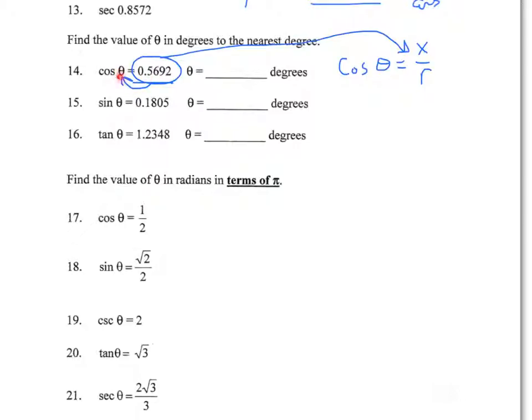It's backwards. And so if we think about that, the operation that brings us backwards to an angle is the inverse cosine of 0.5692. Now you do need to be in degrees, otherwise it's going to give us our answer in a radian measure. So we want to set the calculator in degrees, and then second cosine 0.5692, and that is 55 degrees. So on 15 you'd want to inverse sine, and on 16 you'd want to inverse tangent.